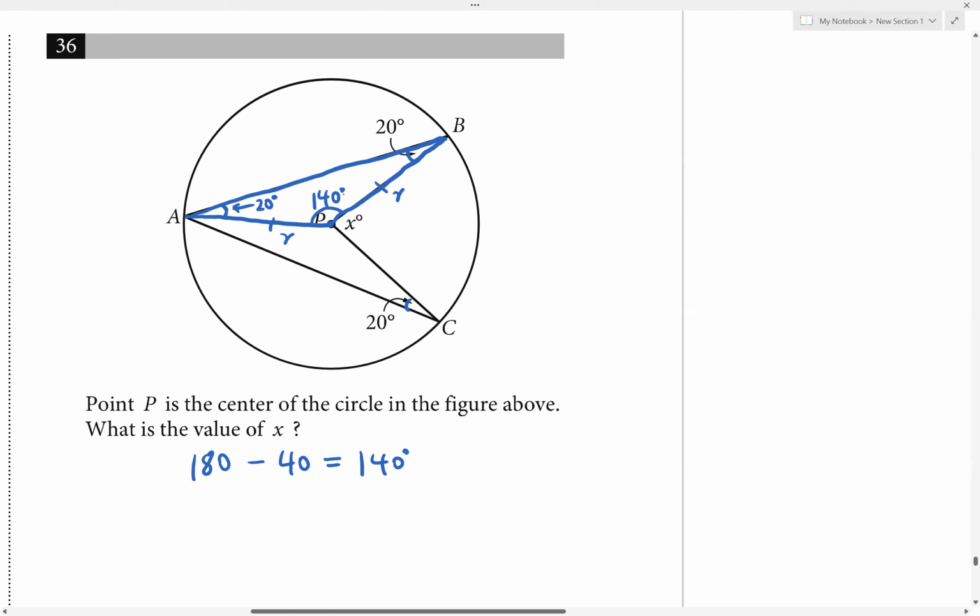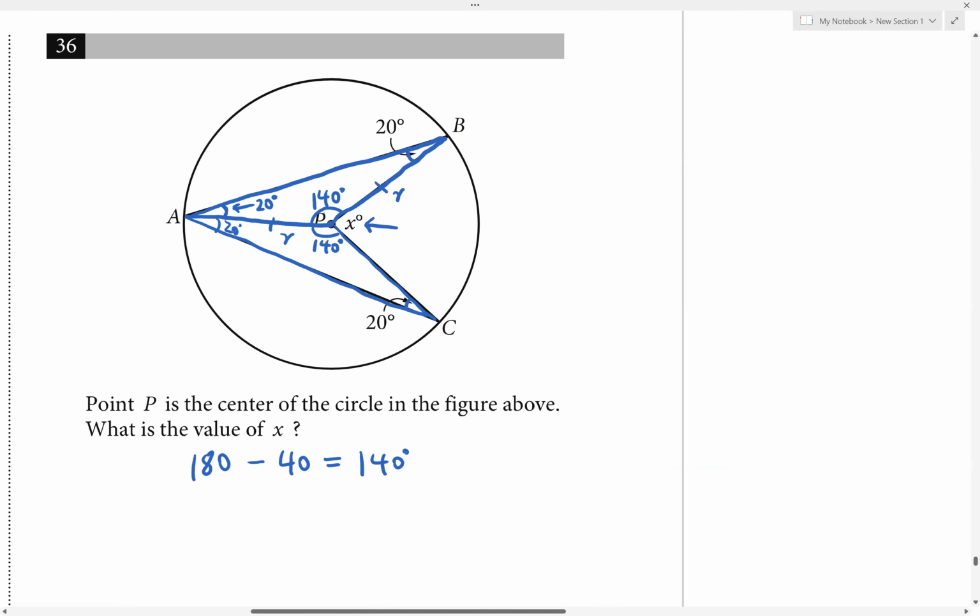And then we see the triangle right below it. This is identical, it's the same thing. So everything's the same: this is 20, this is 20, this is 140. Now that we have that, how can we solve for x?